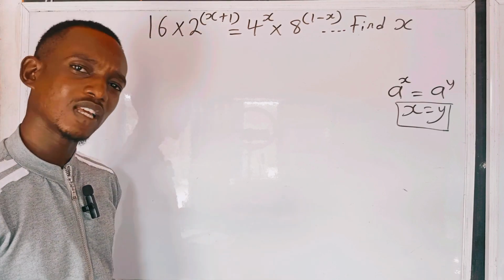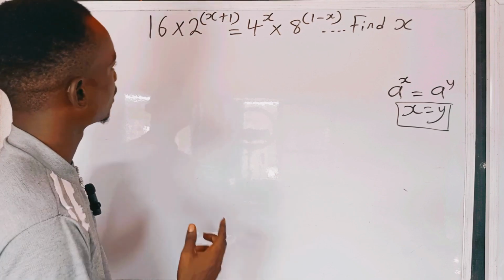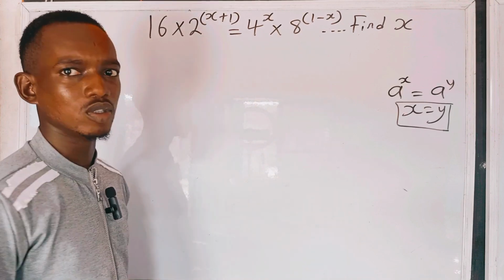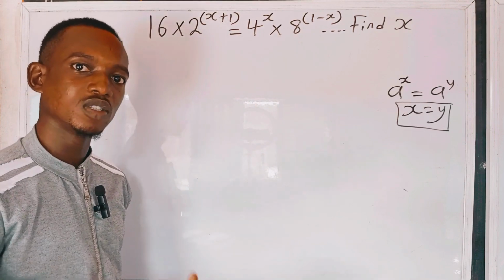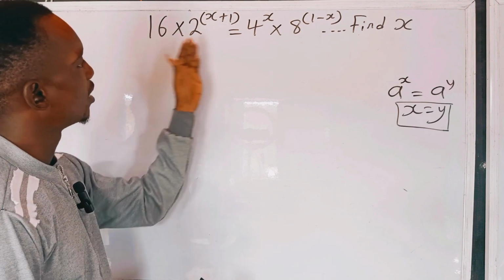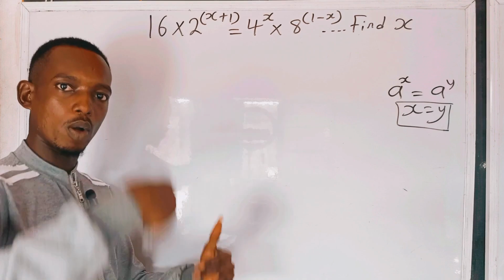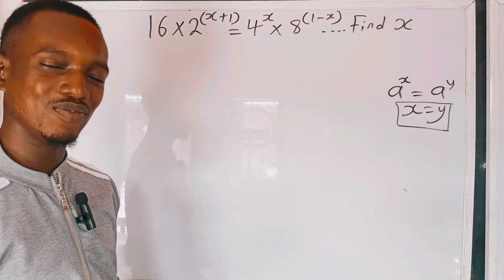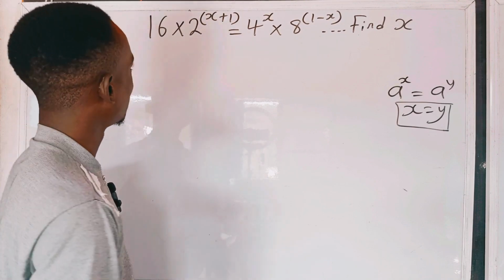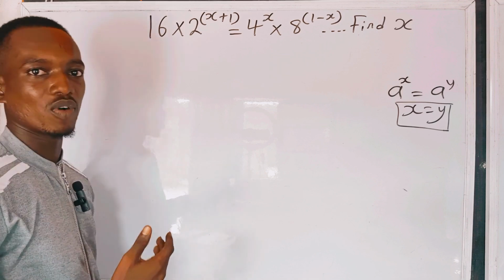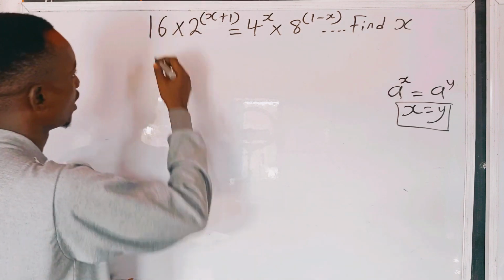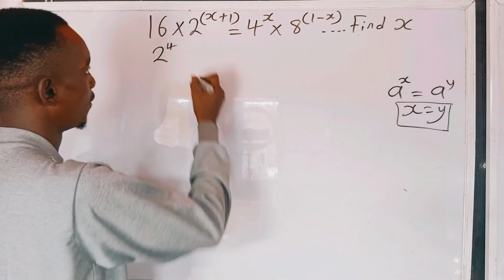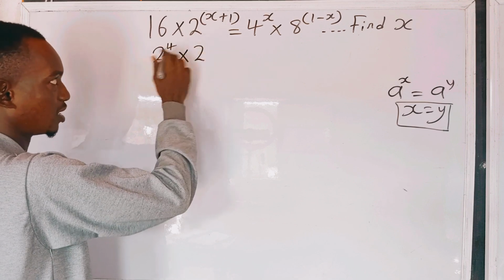Now, the smart way to do this is that when we analyze these bases, we see that they are all powers of what? 2. They are all powers of 2. It means that these numbers can be expressed in the form of 2 to the power of something. So we have 2 as equal base. Very simple. So 16 can be expressed as 2 to the power of 4. So instead of 16 here, we have 2 to the power of 4, because 2 to the power of 4 is 16.